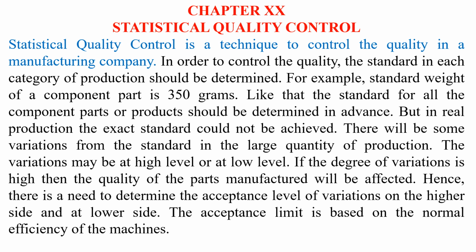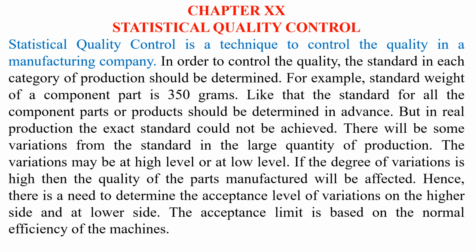But in real production, the exact standard could not be achieved. There will be some variations from the standard in the large quantity of production. The variations may be at high level or at low level. If the degree of variations is high, then the quality of the parts manufactured will be affected. Hence, there is a need to determine the acceptance level of variations on the higher side and at lower side.